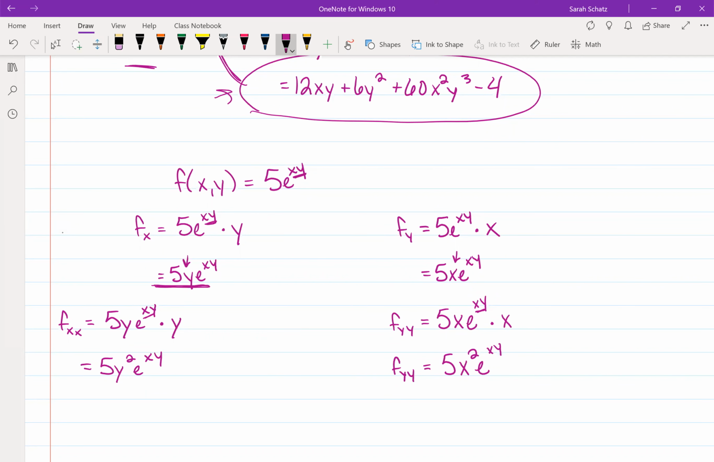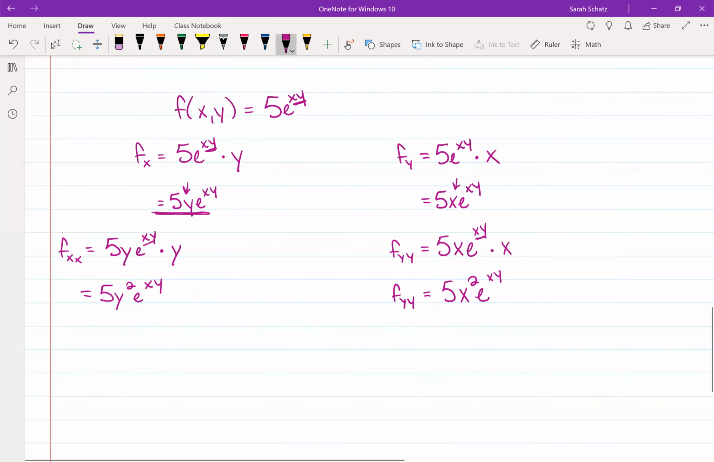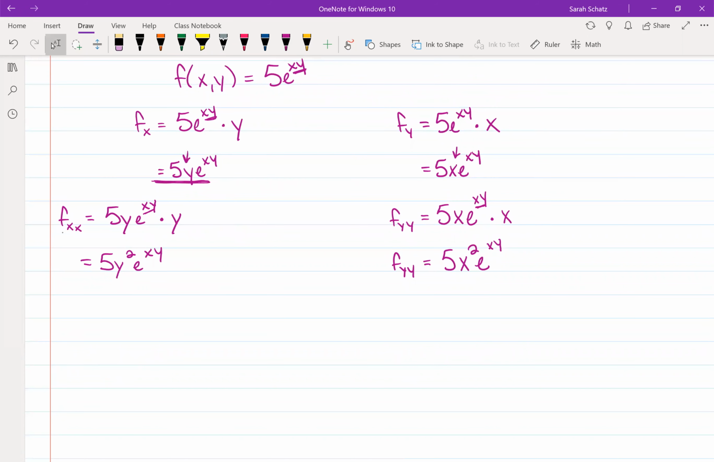Okay, so I have xx and yy. Now I need to find xy and yx. These are going to be a little bit more involved. And we'll see why here in a second.